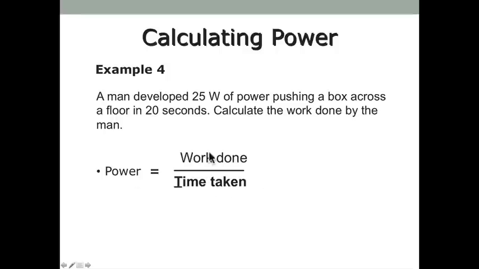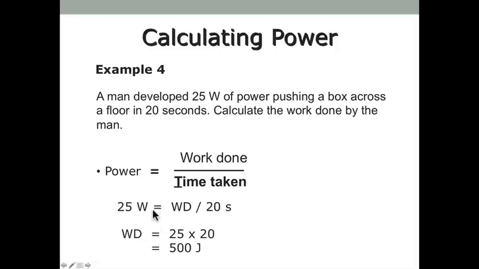The formula is this. This time, we know the power is 25 watts, so we put the power here. Work done we do not know, so we just put it as WD to represent work done. Time taken is 20 seconds. So now I have 25 watts equals work done divided by 20 seconds. If it's divided by 20, I bring it over to the other side, where it's multiplied by 20. So I have 25 watts times 20 seconds, and I get 500 joules. So this is my work done. The man did 500 joules of work by pushing the box.